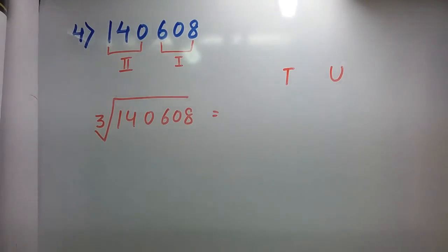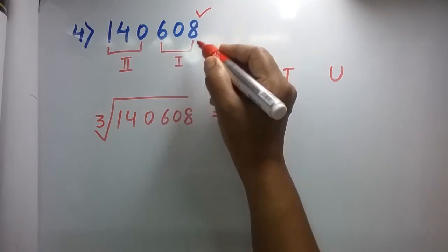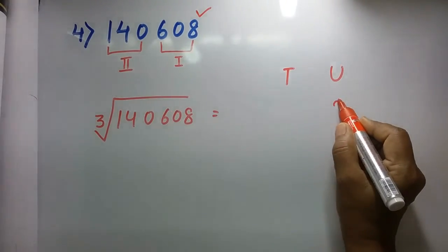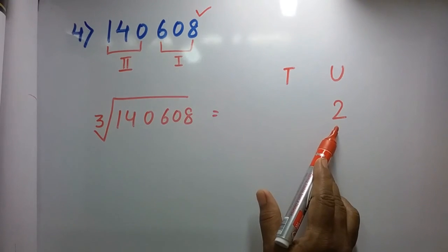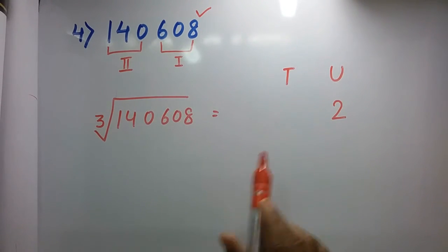As for the unit place, I told you that you have to see the last number. If you have 8, the cube of 2 always gives you 8. So 8 gives you 2. So the unit place is already decided.